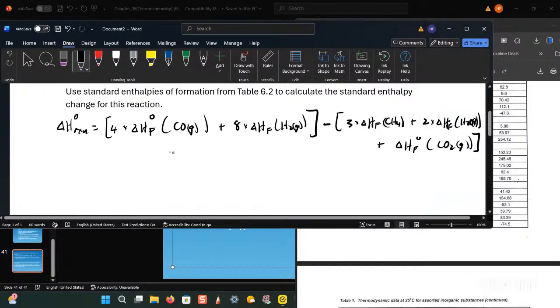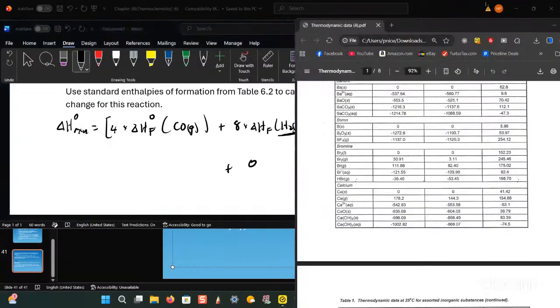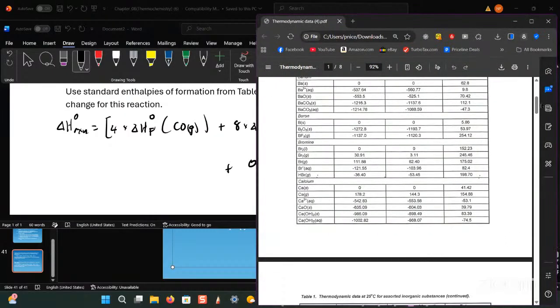So what I would do is go to the tables and look up the values for carbon monoxide and all the other compounds. Now, I can simplify things a bit because, as I said earlier, for any element by itself the enthalpy of formation is 0. So for hydrogen by itself that would be 0, so 8 times 0 gives you 0. I'm just going to put 0 right here. Now I have to look up the value for carbon monoxide.